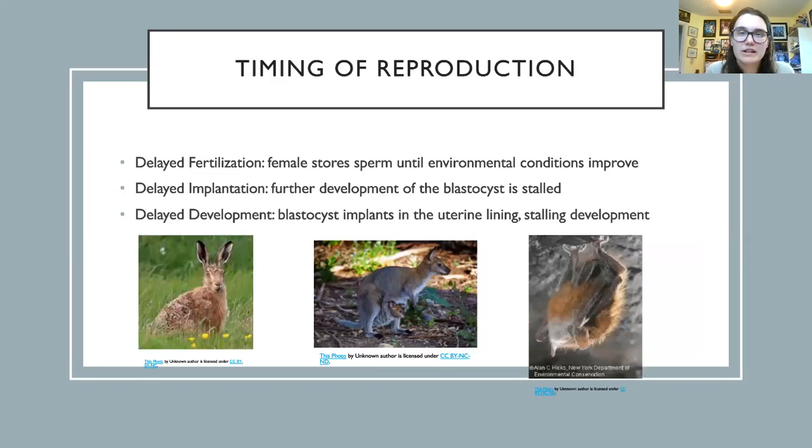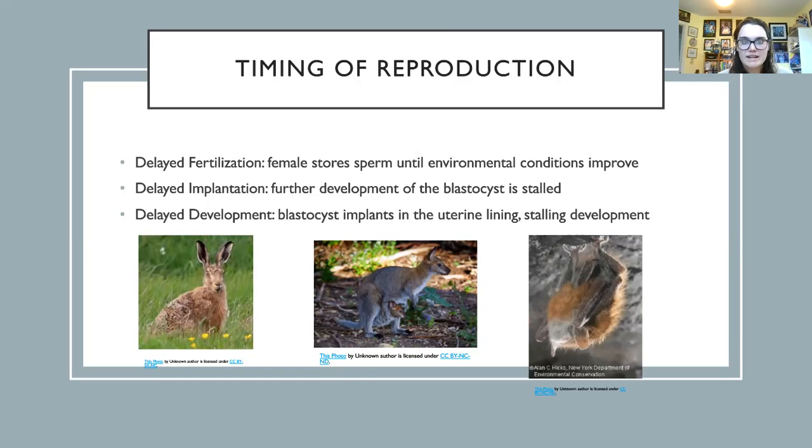And timing of reproduction is very important for mammals, and different mammals go through different periods of reproduction. One of them is delayed fertilization, in which the female will store the sperm until the environmental conditions improve, and then fertilization will occur. We can see that in the European hare, which is very interesting.